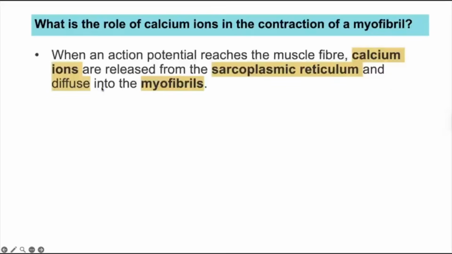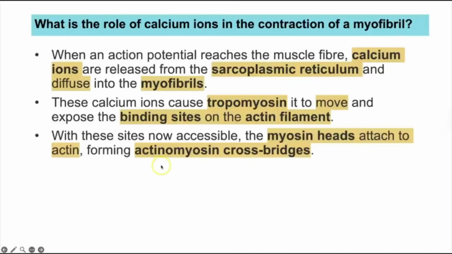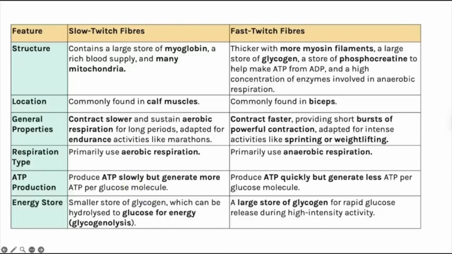The role of calcium ions then. When an action potential reaches the muscle fibre, calcium ions are released from the sarcoplasmic reticulum and diffuse into the myofibrils. Those calcium ions cause tropomyosin to move and expose the binding sites on the actin filament. And with these sites now accessible, the myosin heads attach to actin, forming the actinomyosin cross bridge.